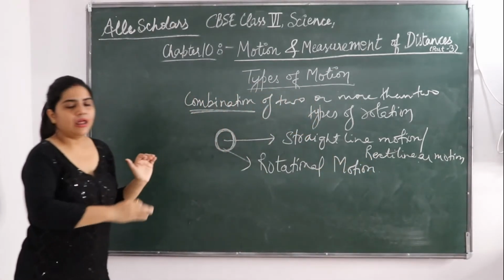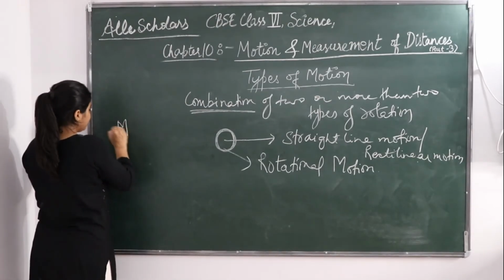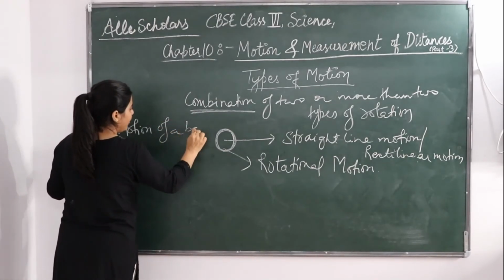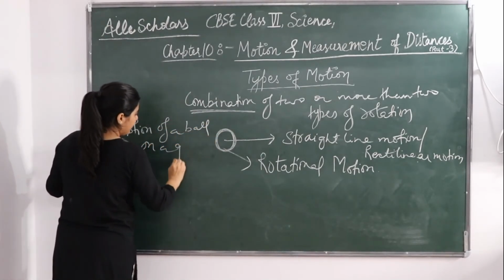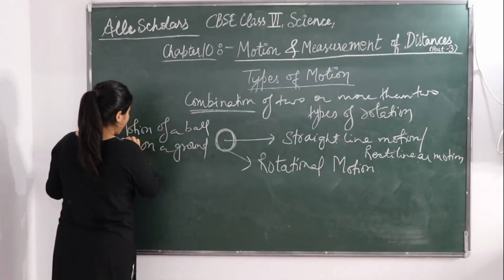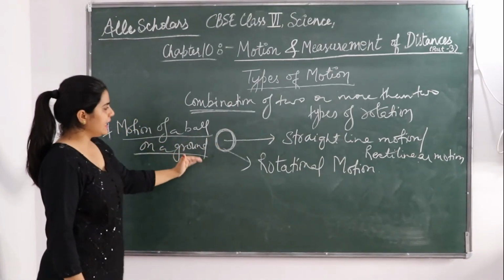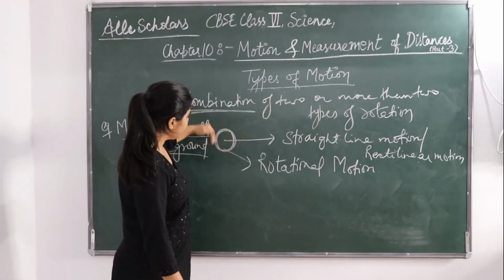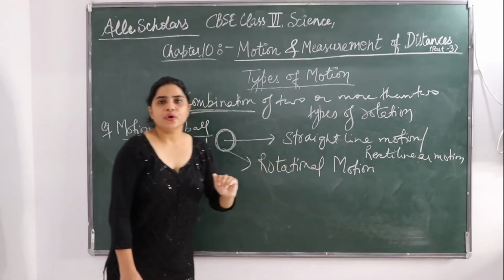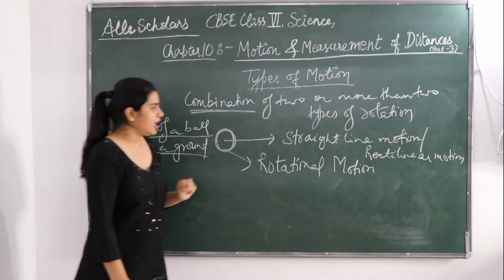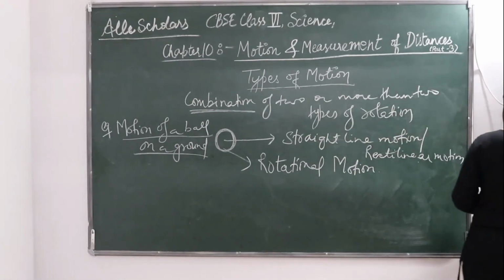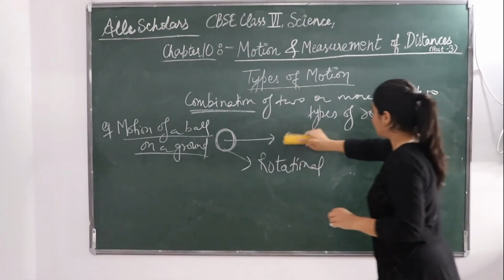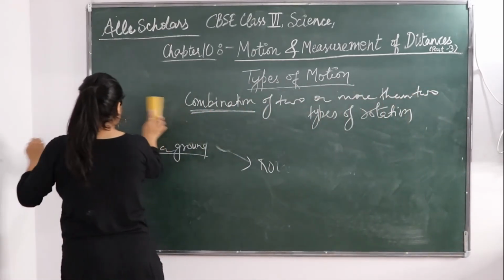So an example is the motion of a ball on the ground. Fine. Motion of a ball on the ground, you can see it is moving in a straight line, that is a rectilinear motion, and it is moving on its own axis, which gives a rotational motion. So two types of motion are taking place. So this is a combination motion. More than one motion is being followed, so we will call it a combination motion.